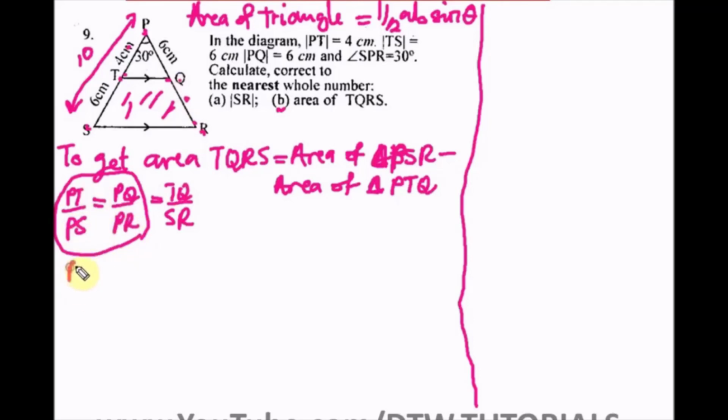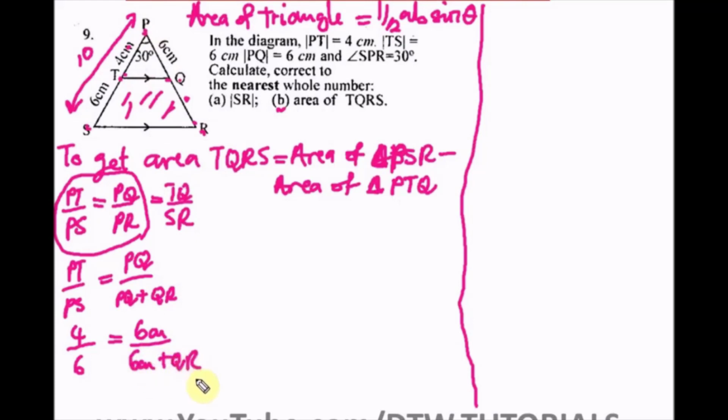So from here, what do we have? We have PT over PS, which is equal to PQ over PR. What is PR? PR is PQ plus QR. So we can easily now get QR. PT is 4 centimeter. Follow me closely, all right? And PS is 6 centimeter. The equal to what? What is PQ? PQ is 6 centimeter. Then PQ here is still 6 centimeter plus QR. So all we need to do now is find QR. So let us cross multiply.